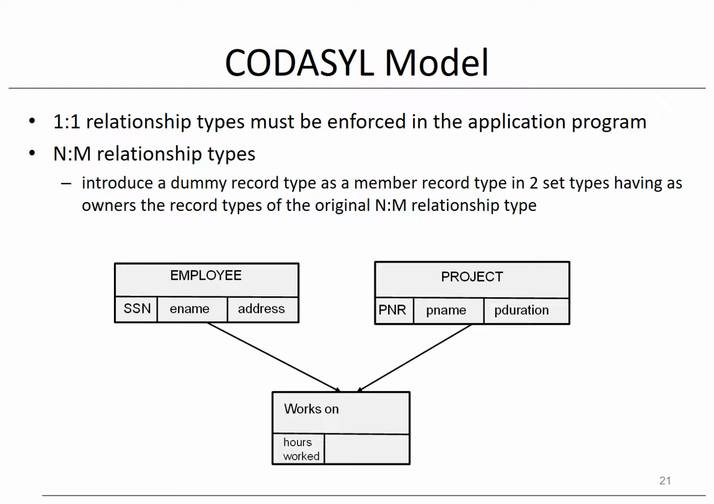One option is to introduce a dummy record type, which is included as a member record type in two set types, having as owners the record types of the original N-to-M relationship type. This dummy record type can then also contain the attributes of the relationship type, if any. The figure illustrates how the N-to-M relationship type between employee and project can be modeled in Codasyl by introducing a dummy record type, works on, which also includes the attribute type of the relationship, hours worked, representing the number of hours an employee worked on a project.